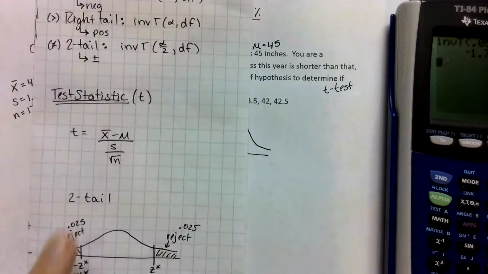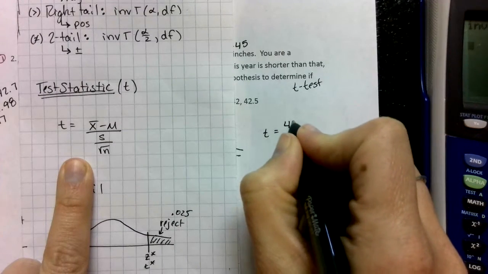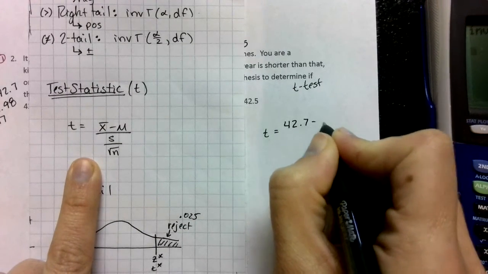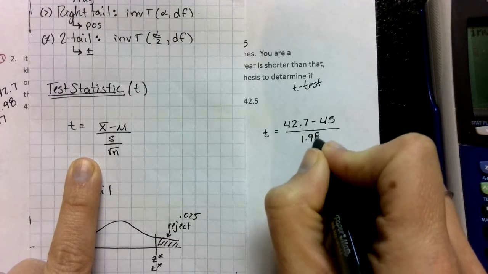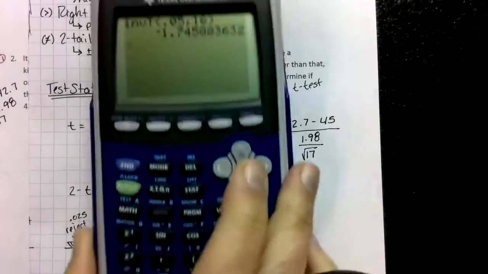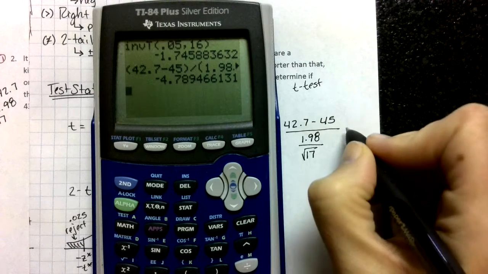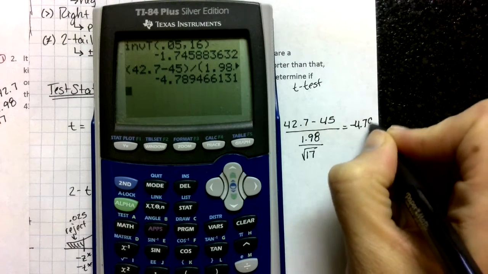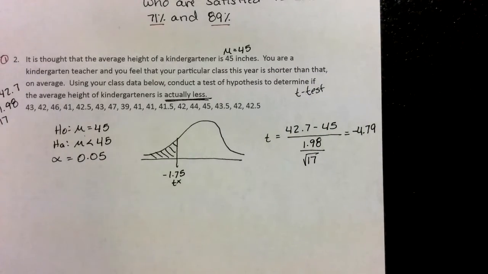So now what I need to do is find my test statistic. So my formula for this, x bar minus mu divided by standard deviation over the square root of n. Negative 4.79. So this one is very, very extreme.